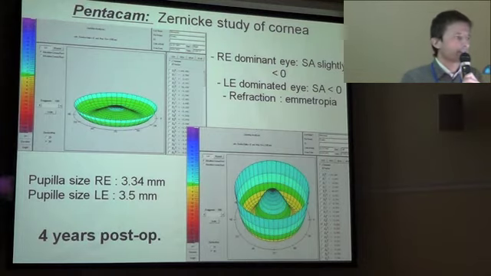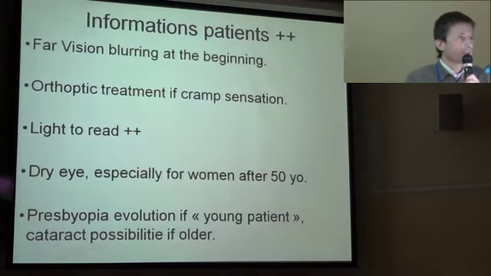Which information for the patient? At the beginning, for a hyperopic patient, you have a myopic shift for a few weeks or maybe a few months. So you have to warn them about far vision blurring. You have tired eyes, so you have to warn them about orthoptic treatment. It's very important to be there after surgery to manage them. They need light to read because light increases miosis and helps to converge. And of course, dry eye, especially for women after 50 years old.